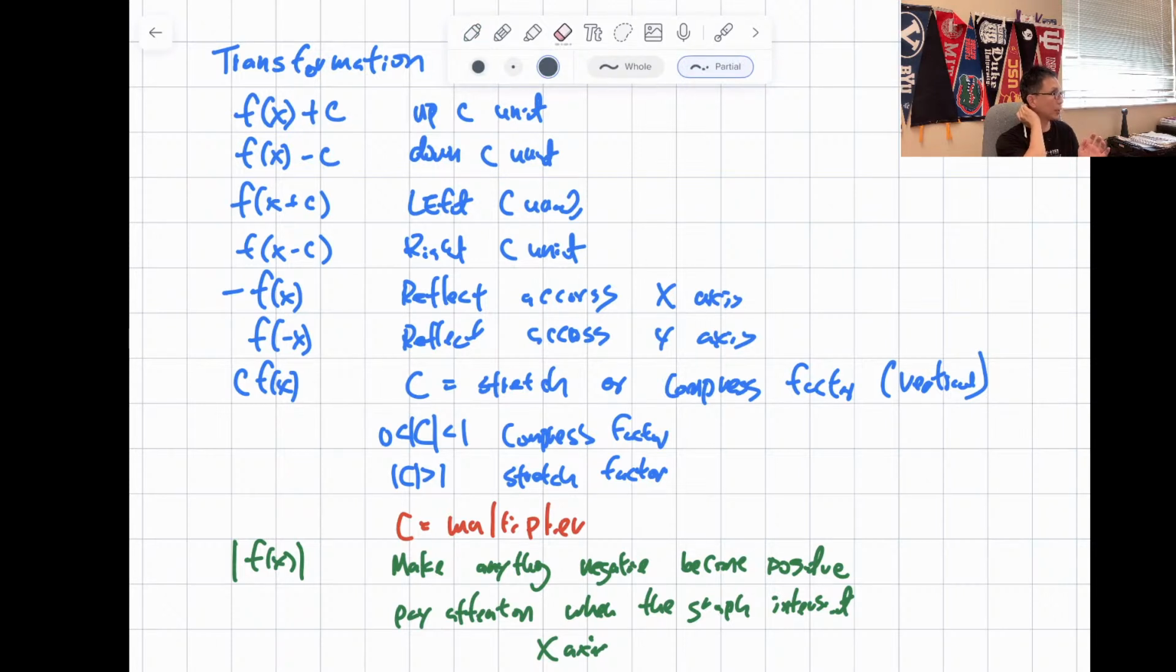Just knowing inside the thing, if inside is x minus 2, it is actually moving right 2. If f of x plus 5, then it's moving left by 5 units.